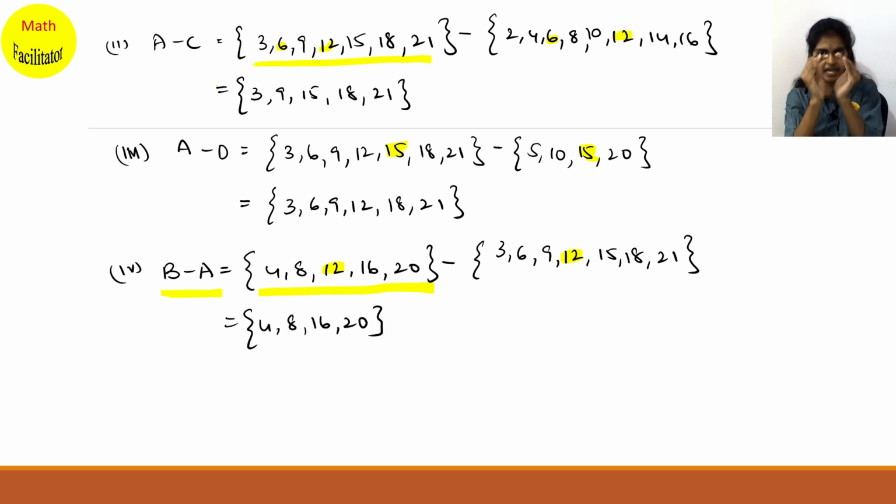From B, you will remove A. That's it. So only B you will write. You will remove whatever is common from B and A. Only B you will write here.